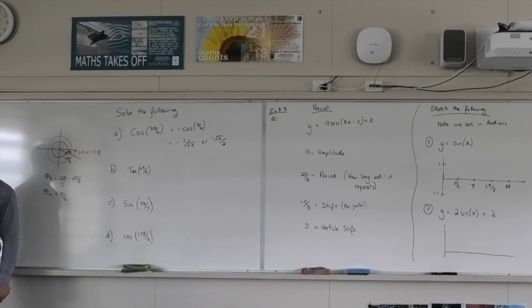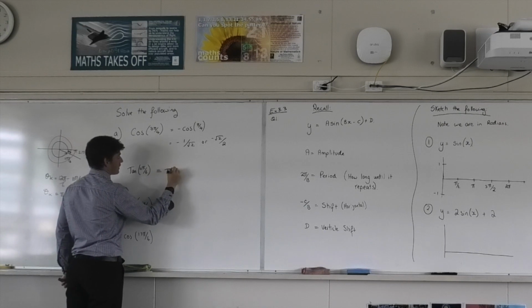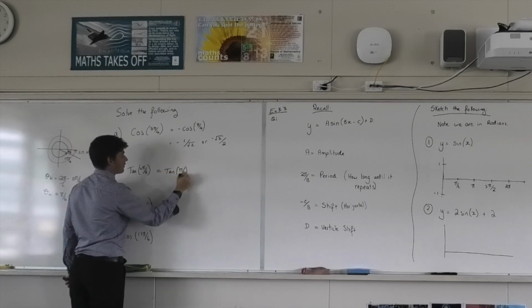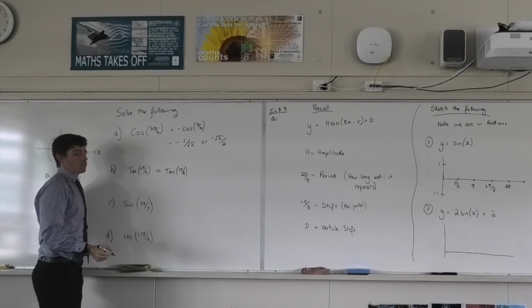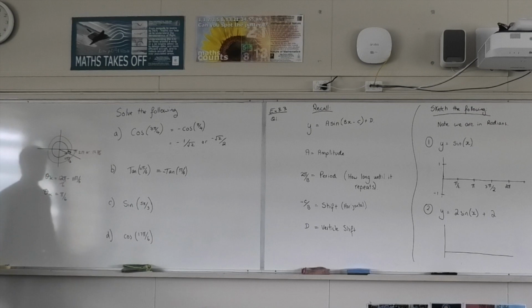What quadrant am I in? The last quadrant, that makes tan negative. So tan of 11 pi on 6 will equal negative tan of pi on 6, correct?